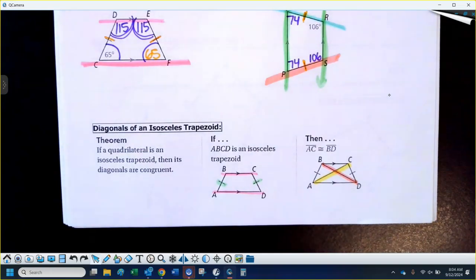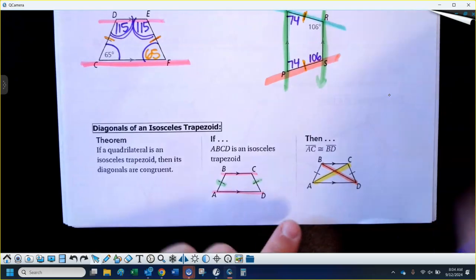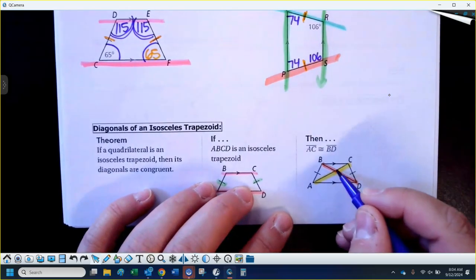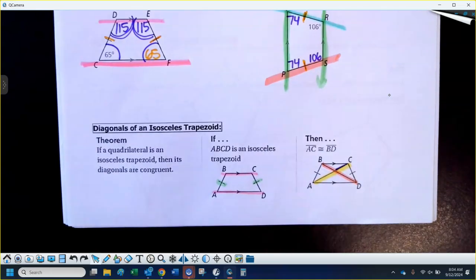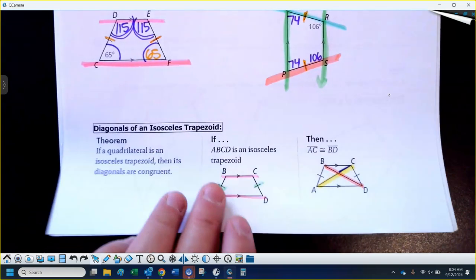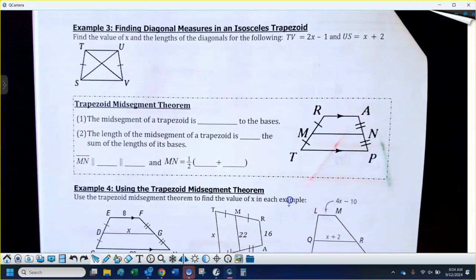So the diagonals, they don't bisect each other, right? They don't cut each other in half. If you can see, this little piece is shorter than this piece. So they don't bisect each other, but they are congruent to each other. So the lengths of those segments will be the same. Is anybody having a question? We'll do a little problem with that on the back. Okay. So I got an isosceles trapezoid here.